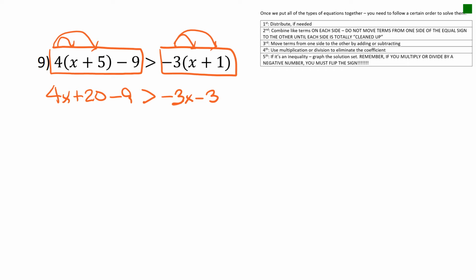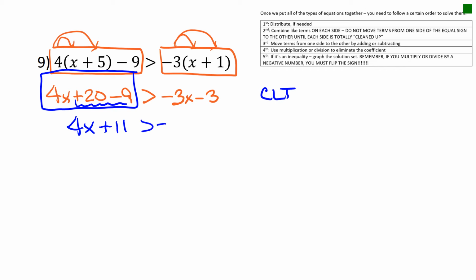Do not start moving terms. Remember, the next step is combine like terms. So over here on the left, can it be cleaned up? Yes. The 20 and the negative 9 can be put together. So I have 4x plus 11 is greater than negative 3x minus 3.